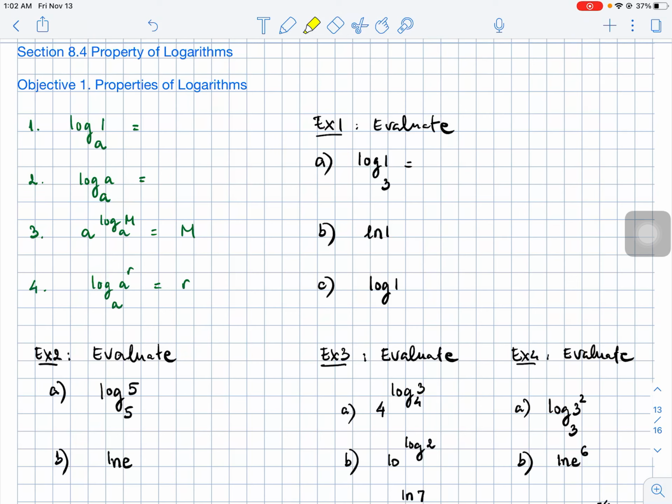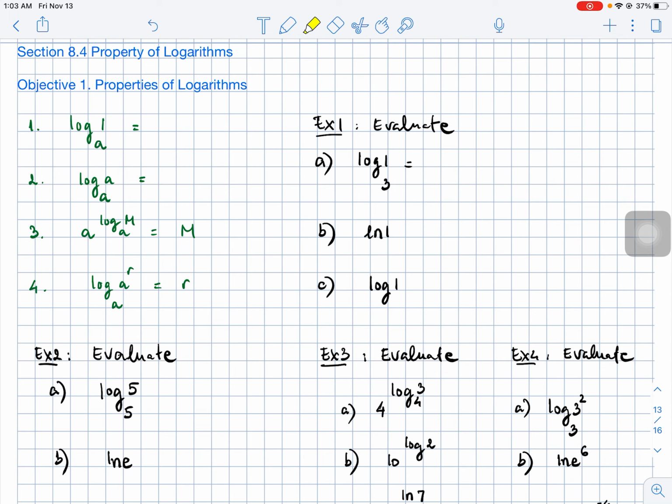Section 8.4 Properties of the Logarithms. Objective number 1: Properties of logarithms. From the definition of the log, we can find property number 1 and number 2.